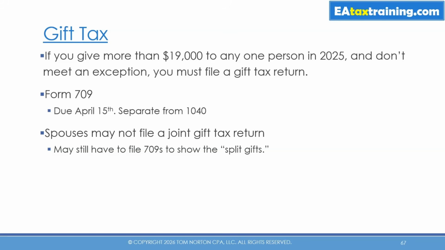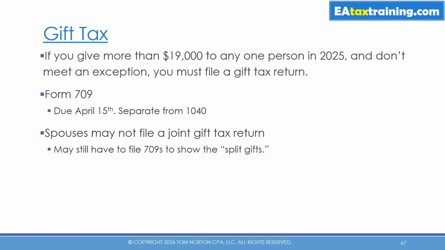If you do give more than $19,000 to any one person in 2025, and you don't meet one of those exceptions we just talked about, then you do have to file a gift tax return. That is Form 709. It is due by April 15th, but it is separate from the 1040. You don't file it with the 1040. And spouses may not file a joint gift tax return. So even if they file a joint income tax return, they have to file separate gift tax returns, and they may still have to file a gift tax return to show those split gifts.